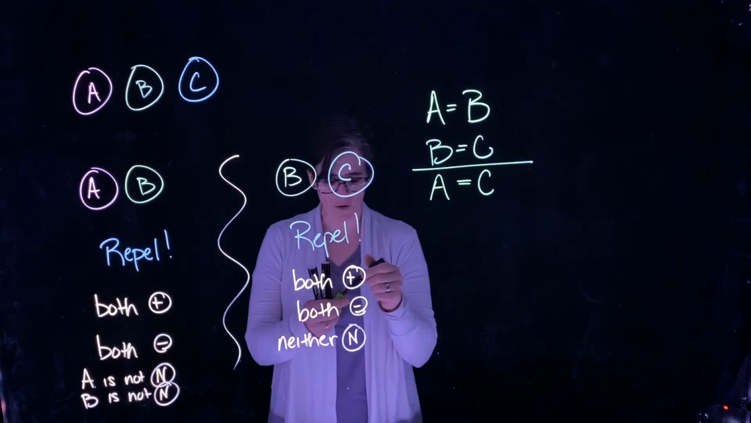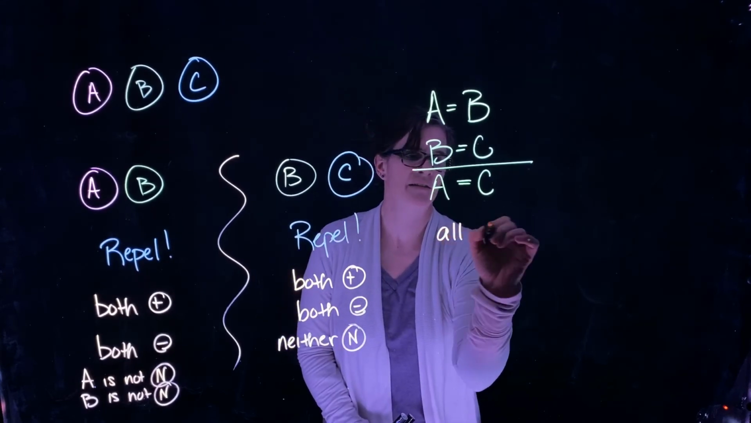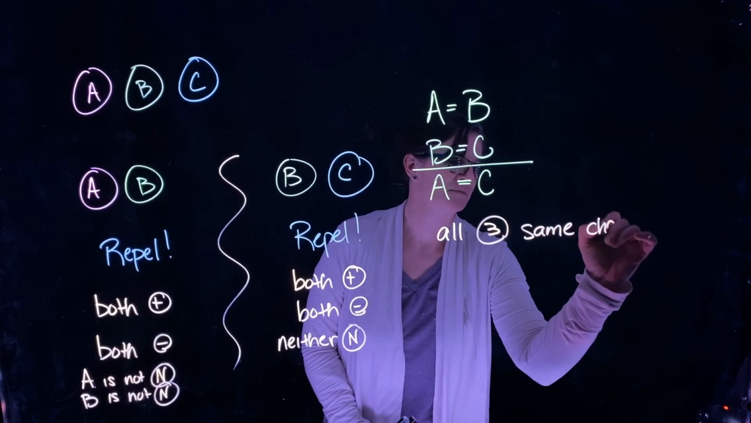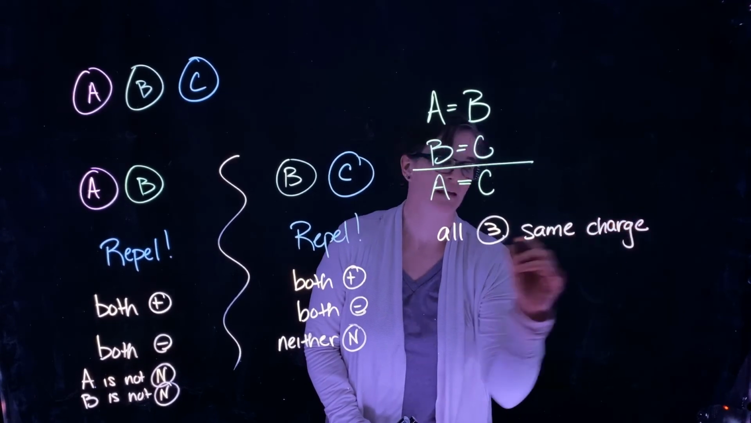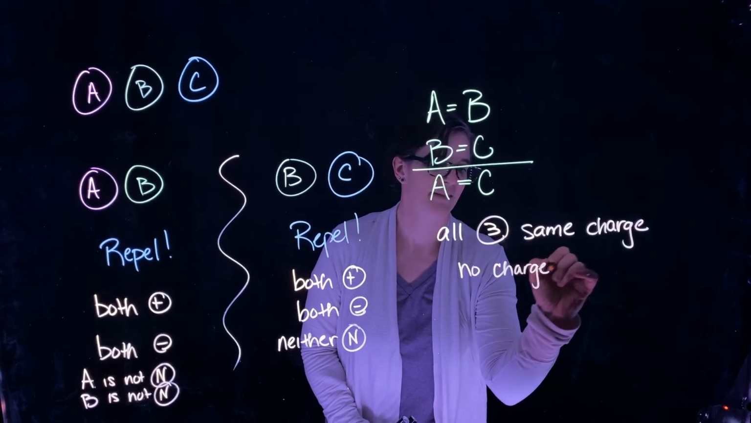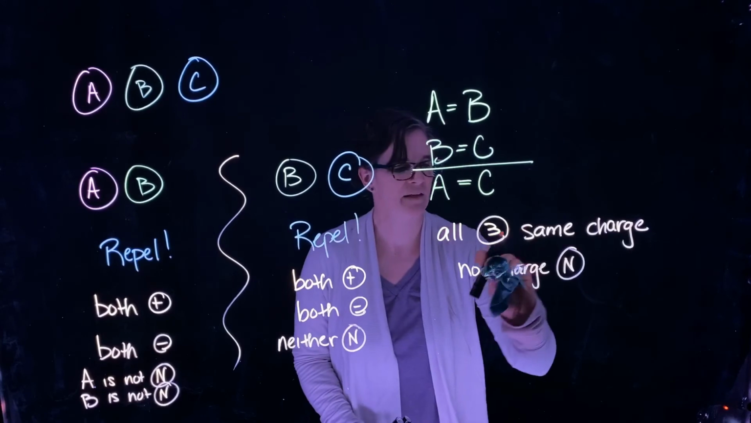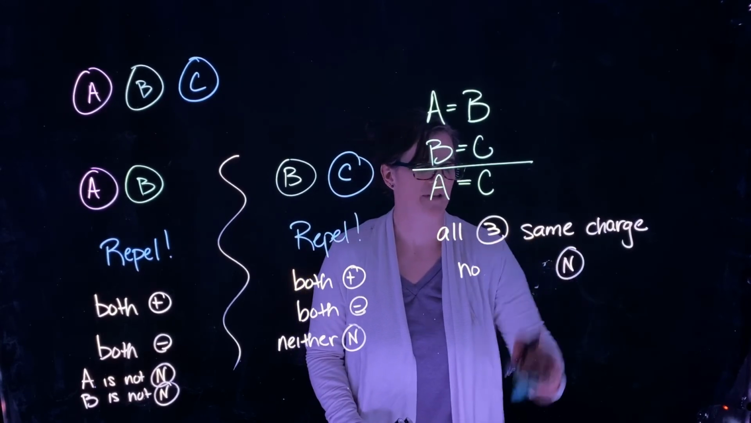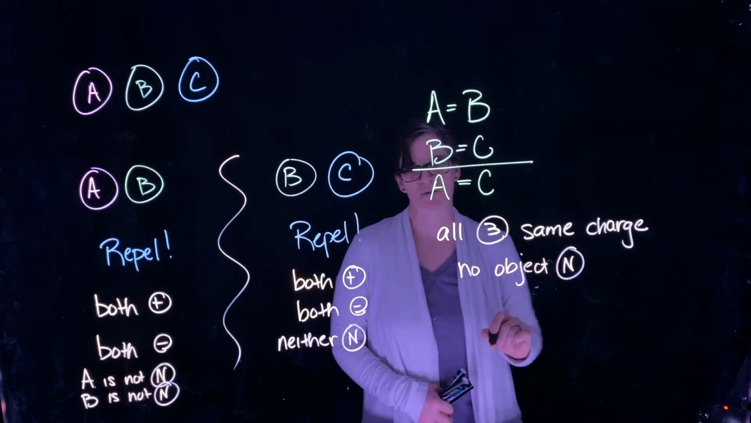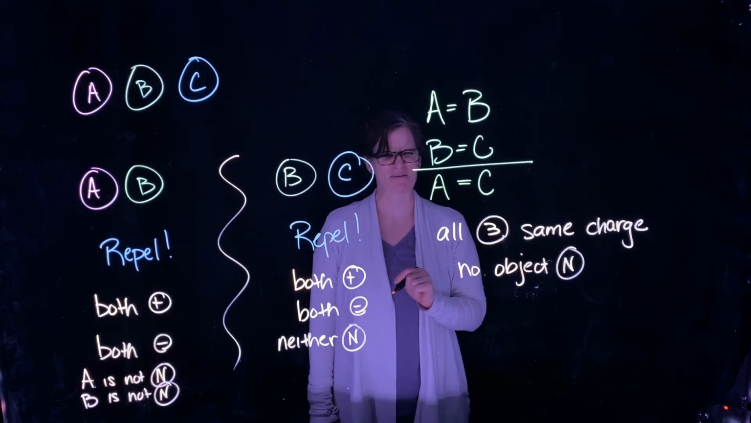And so we know that all three are the same charge, and no object can be neutral. So what would happen if I put A next to C?